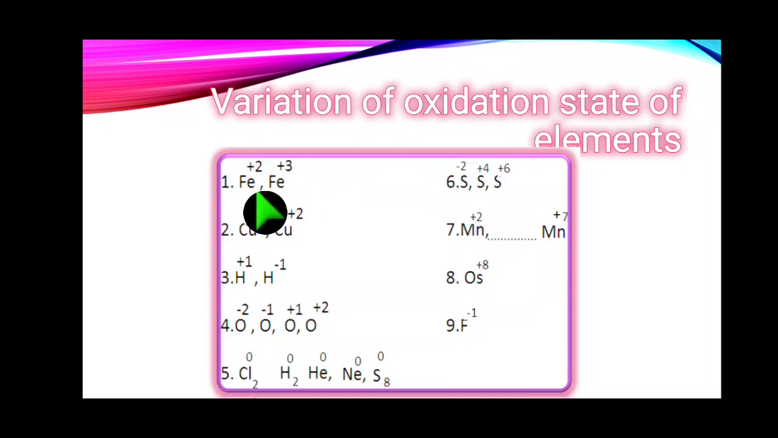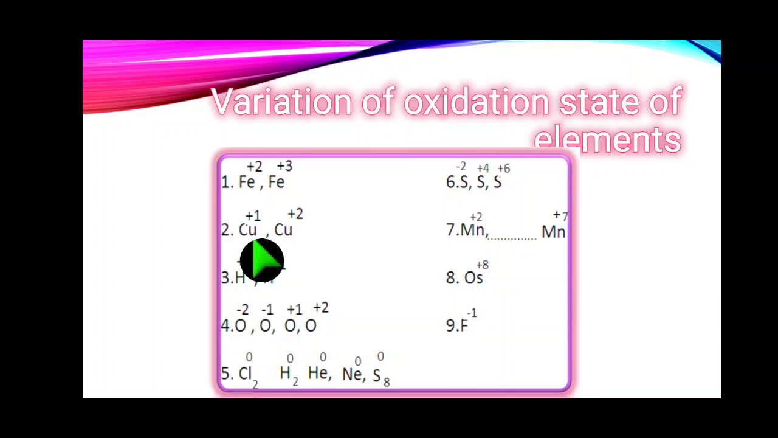For example, the first one, iron. Iron has two oxidation states, +2 and +3. If you are using +2, we should say the name ferrous. Suppose +3, you should say ferric. According to the oxidation state, you should utilize the name. So just compare which one has the highest oxidation state. Highest oxidation state, ferric. Lowest oxidation state, ferrous.